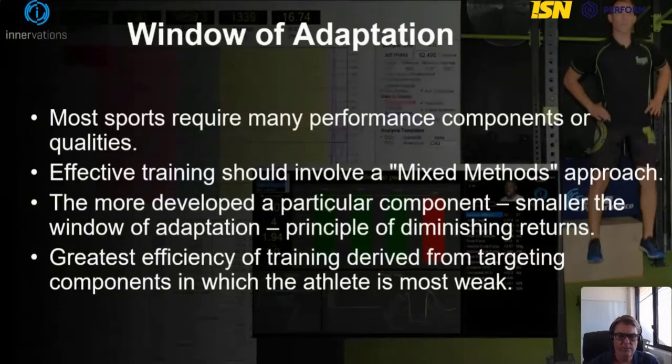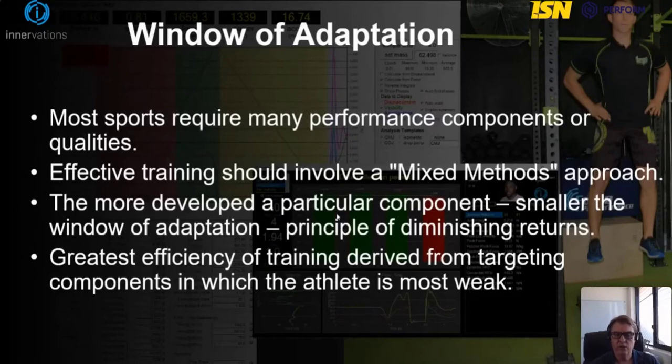Now, the more developed a particular component or quality, the smaller the window of adaptation. And this again relates to a very basic physiological principle of diminishing returns. And so the more developed any particular quality, then the greater the training effort has to be put in to produce even small adaptations in that component, because it's already getting closer and closer to the genetic limit of the athlete's capability. And so even large amounts of training effort only result in fairly modest improvements in that particular component.